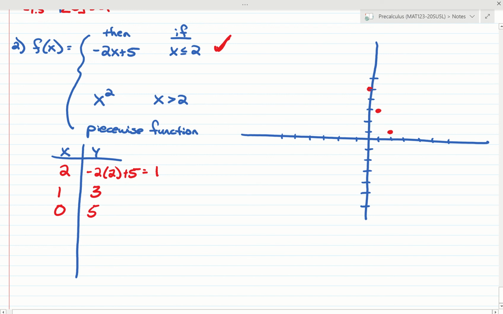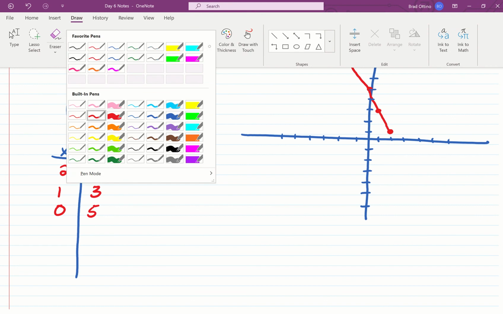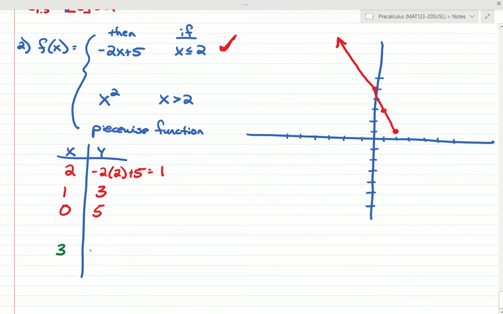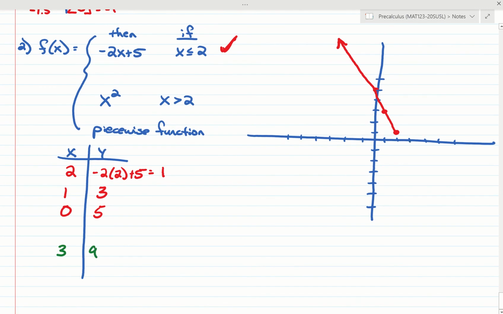And if we connect these dots, any value less than 2, that would be a linear function, and it will look like that. And that only happens for values less than 2. Now values greater than 2, maybe I'll use green for that. Like let's try 3. 3 squared is 9, right? So 6, 7, 8, 9. 3 squared is 9.